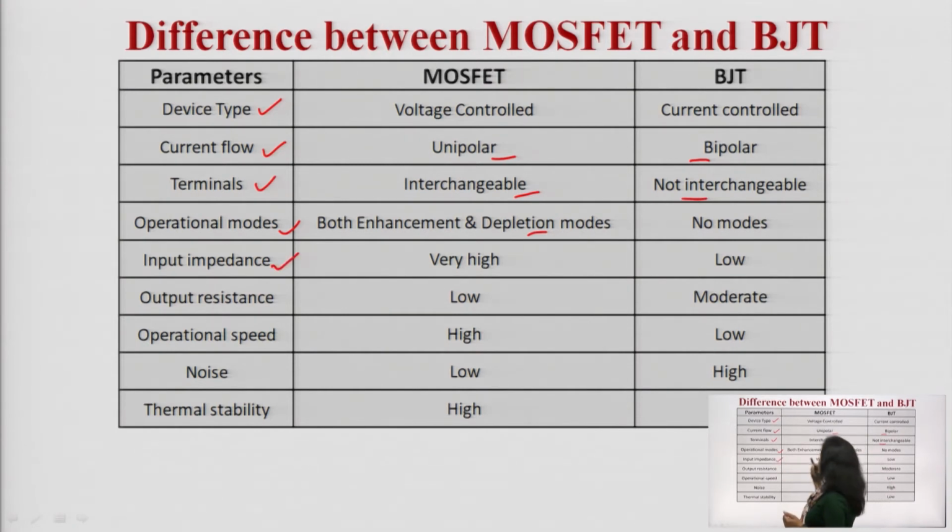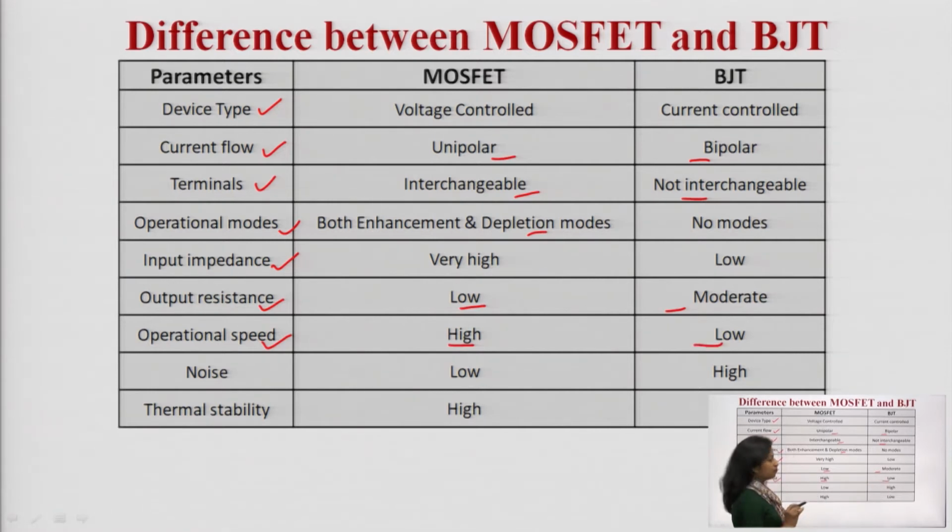Input impedance is very high in MOSFET, while input impedance is low in case of the BJT. If we talk about the output resistance, it is low in case of MOSFET, while output resistance is moderate in case of the BJT. If we talk about operational speed, which is a very important parameter, operational speed is high in MOSFET, while operational speed is low in case of the BJT.